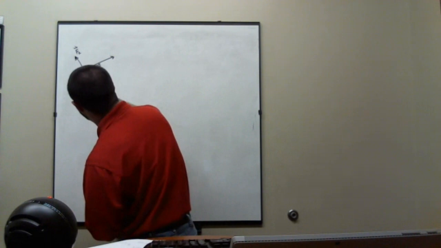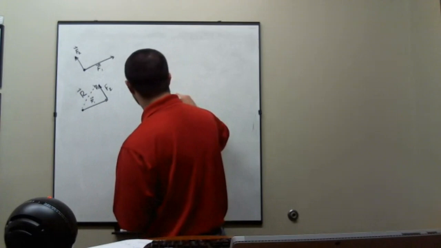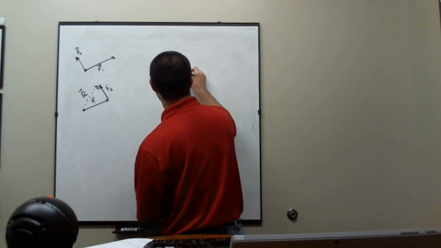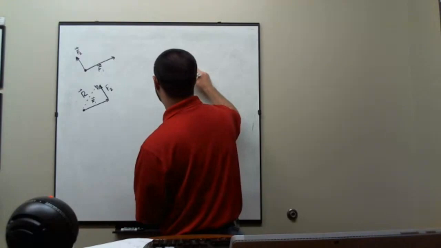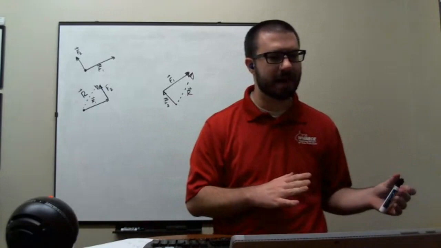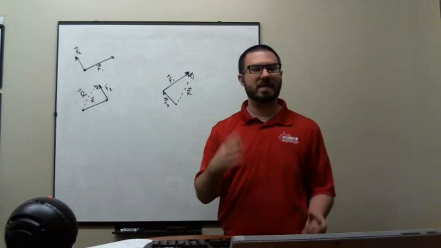Or you could do it the other way. You could say this is F2 and then add F1 on top of that. My scale isn't the greatest, so bear with me. Those resultants are the same length. My artwork is horrible, but you get the idea. It doesn't matter what order you add vectors in. F1 plus F2 is the same thing as F2 plus F1, and they follow that tip-to-tail fashion.